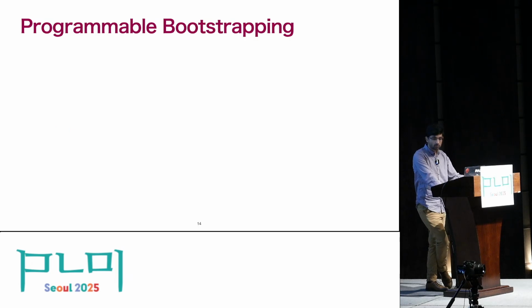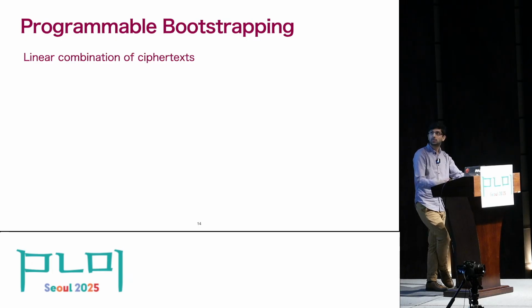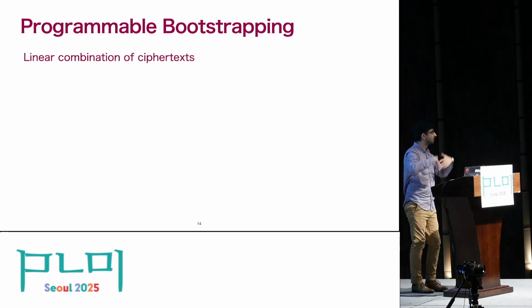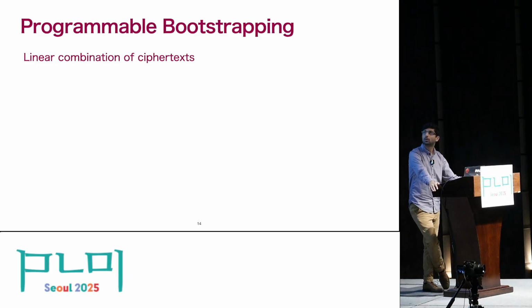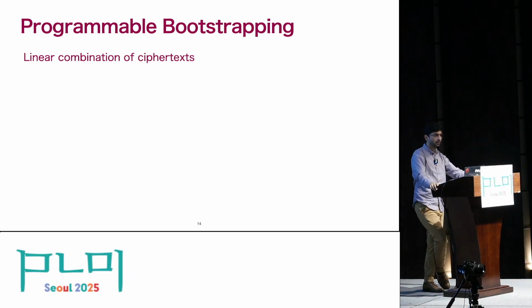So programmable bootstrapping gives us two capabilities. The first is that we can arbitrarily add and subtract ciphertexts as much as we want. And in particular, this means that we can compute whatever linear combinations we want over these ciphertexts. These combinations are linear over Z mod n, right? So it's still working modulo n.